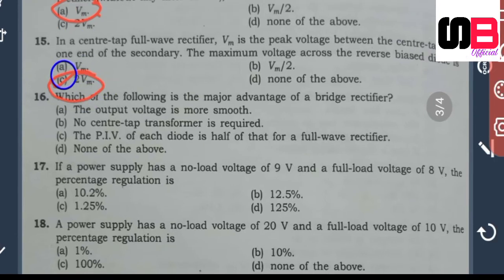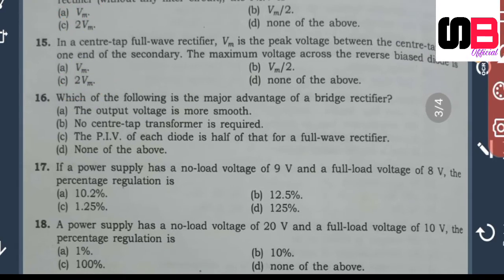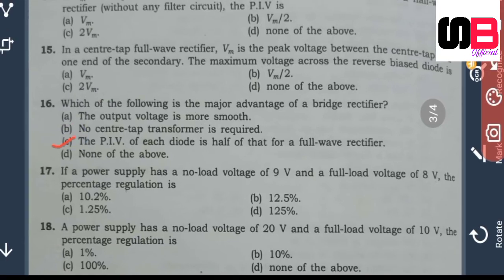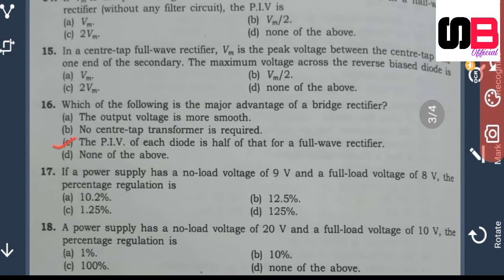Now the next one: which of the following is the major advantage of a bridge rectifier? The options are: the output voltage is more smooth, no center tap transformer is required, the PIV of each diode is half of that for a full wave rectifier, none of the above. The answer is option C. In case of a bridge rectifier, the PIV is half compared to the center tap full wave rectifier.